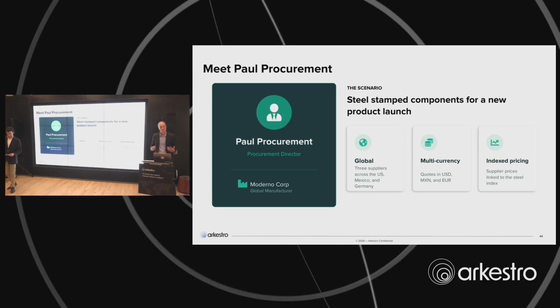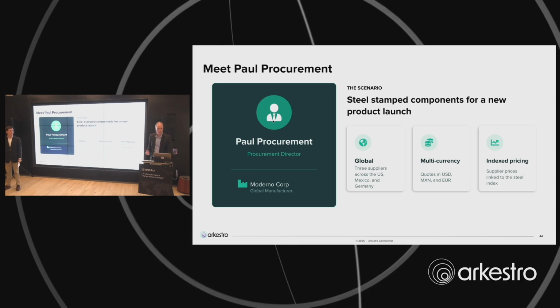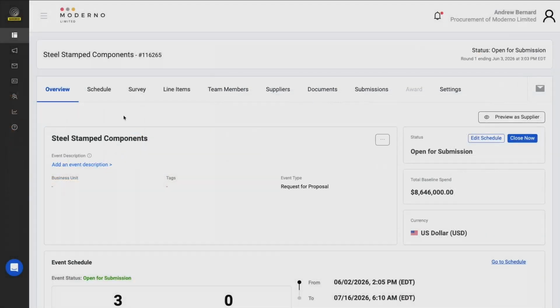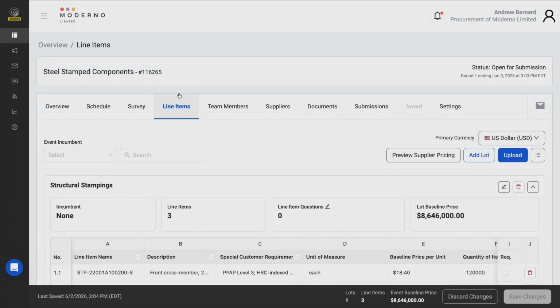Right. So let's look at that the Arkestro way, right? As a predictive procurement solution, what does that look like? And so let's look at how Paul is going to be building this event using Arkestro, going to our line items tab here, and just going step by step, watching us build that using our total landed cost functionality.